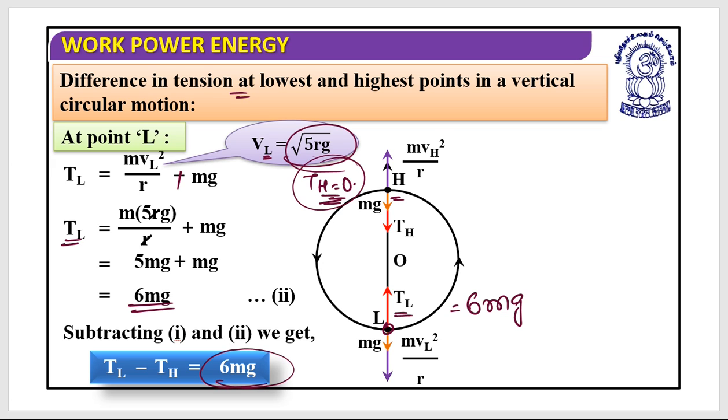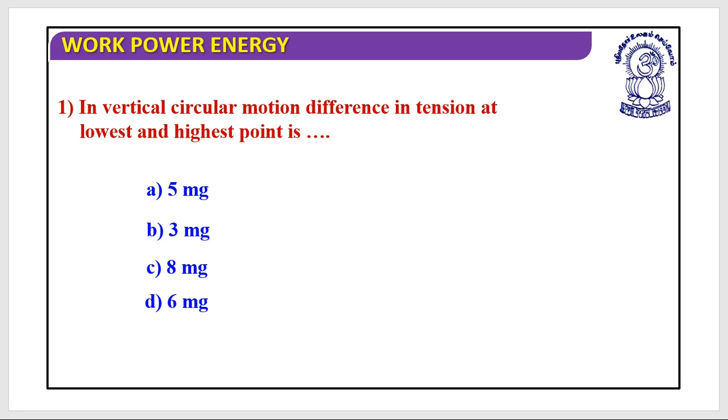Even if this is not satisfied, even if the string has not been slackened at height h, the difference of the tensions would be 6 mg for sure, each time, every time. Does it clear? Are you sure? Great. Now let's check certain questions.